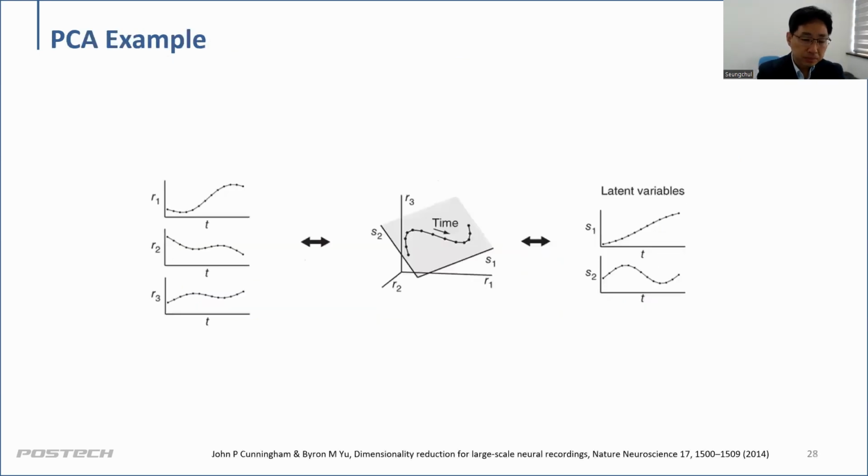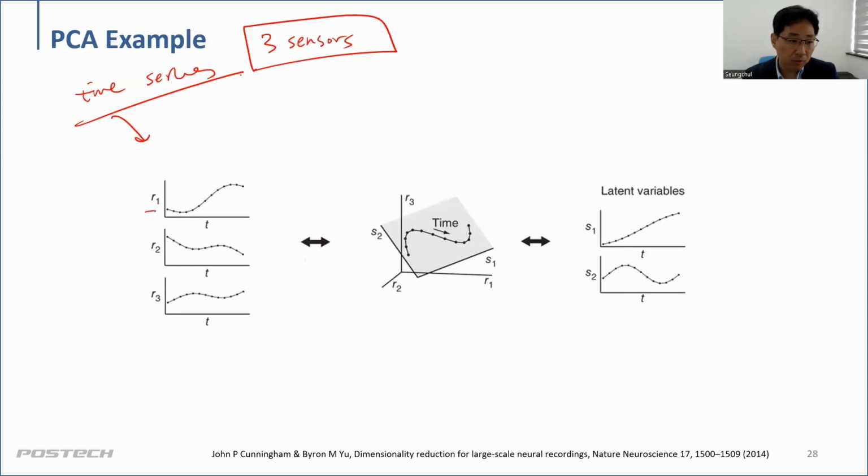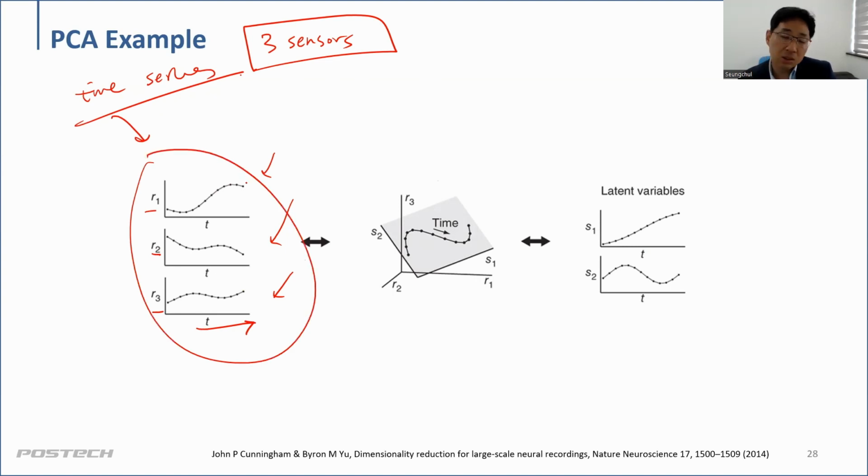And let's move on to PCA. Suppose you have this kind of time series data set, and you put 3 sensors, R1, R2, and R3. You measure over time, and so you end up having these 3 different time series. I guess just by looking at these, I don't see any problems. I don't see any issues.